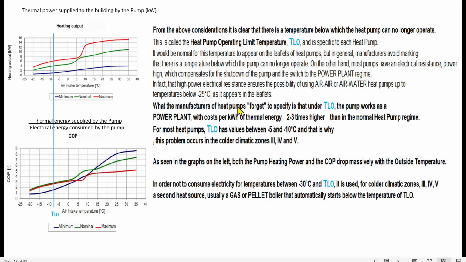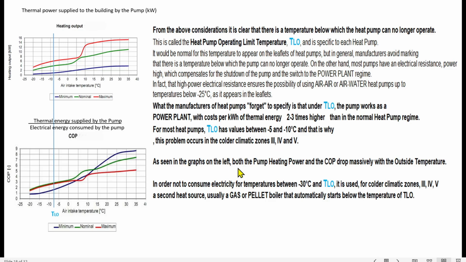What the manufacturers of heat pumps forget to specify is that under TLO, the pump works as a power plant, which costs per kilowatt of thermal energy 2-3 times higher than in normal heat pump regime. The most common heat pump TLO has values between minus 5 and minus 10 degrees, and that is why this problem occurs in the colder climate zones 3, 4, and 5.